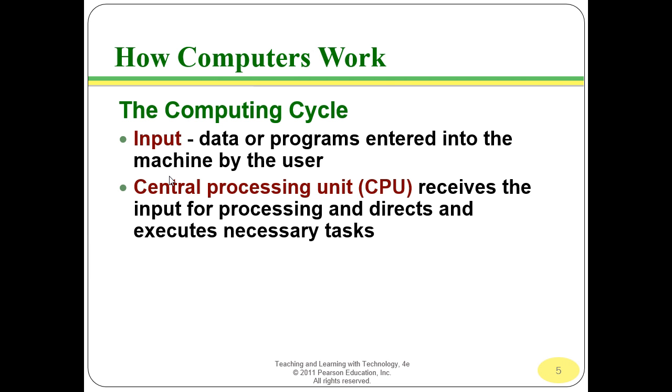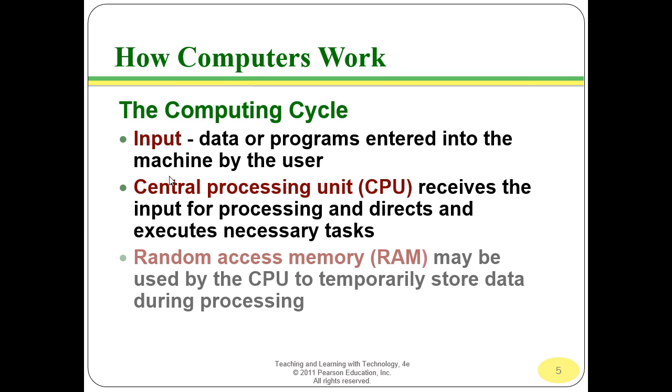The central processing unit, or CPU, receives the input for processing and directs and executes necessary tasks. There are some things that have to happen for that data to be moved to where it needs to be, and also to be transformed from the input signals into digital format. That processor does that millions of times a second. These things are incredibly fast in how they do things.